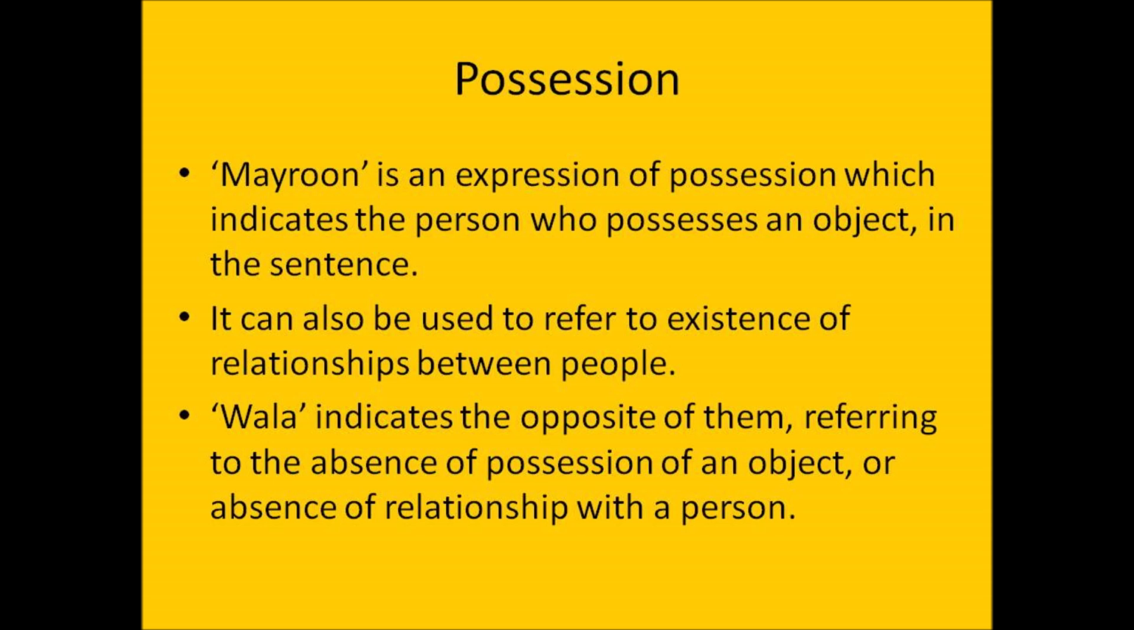Mayroon is an expression of possession, which indicates the person who possesses an object in the sentence. It can also be used to refer to the existence of relationships between people. Wala indicates the opposite of the previously proposed meaning, referring to the absence of possession of an object, or absence of relationship with a person.